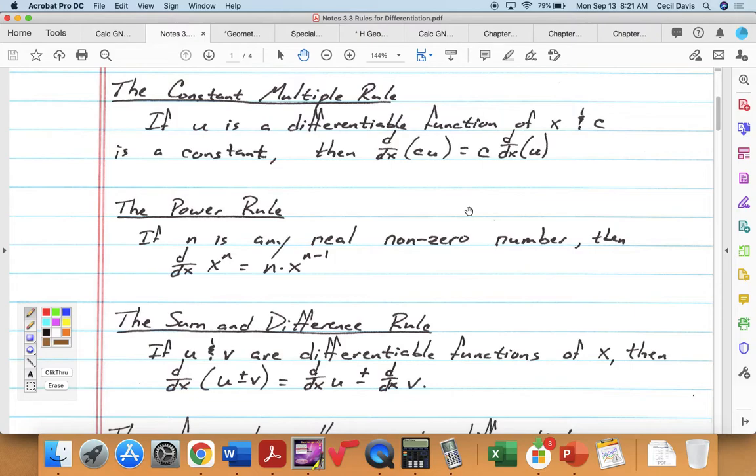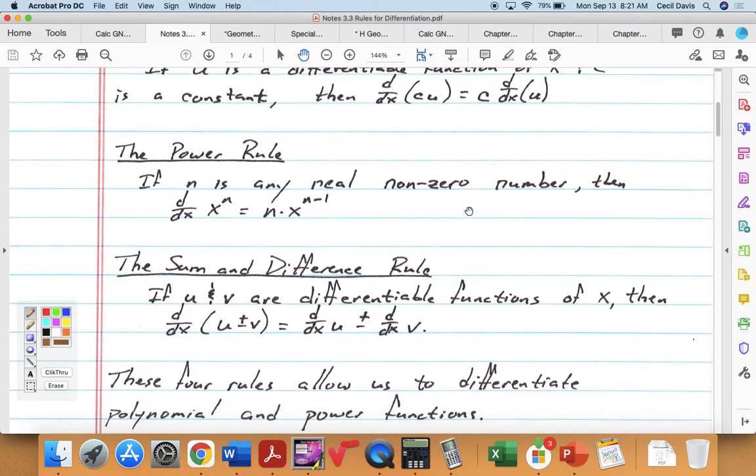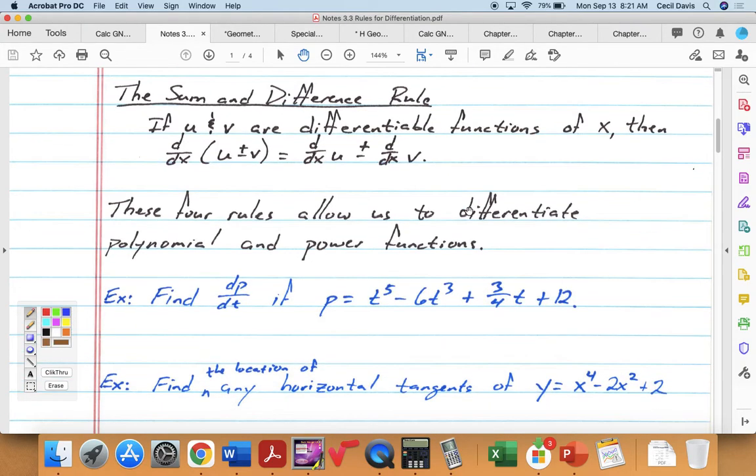So if n is any real non-zero number, then the derivative with respect to x of x to the nth power is n times x to the n minus 1. So you just take the exponent, move it to the front, and then subtract 1 for your new exponent. So the degree goes down 1. And then the sum and difference rules, if you've got two different functions that are both differentiable, u and v, then the derivative with respect to x of u plus or minus v is the derivative of u plus or minus the derivative with respect to x of v. You can just do those independently.